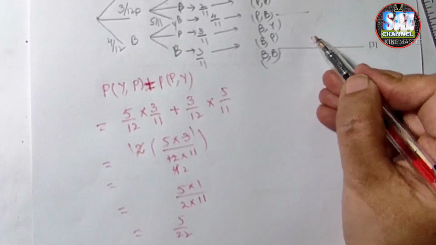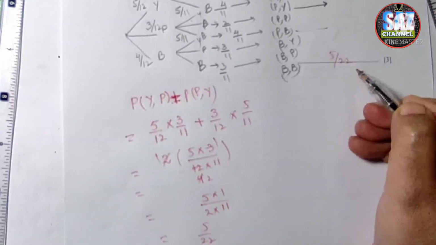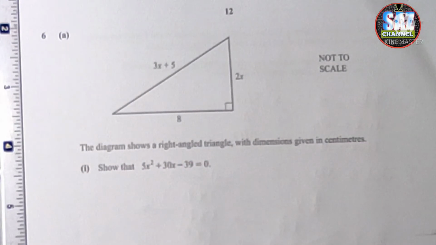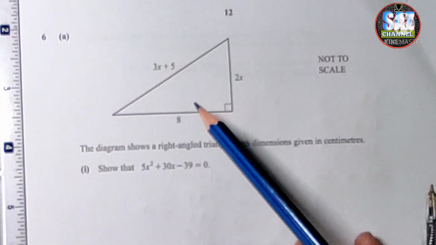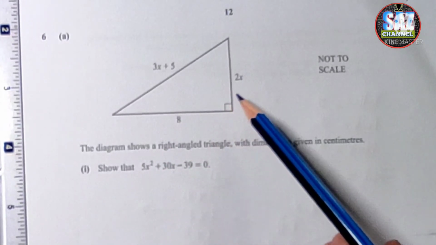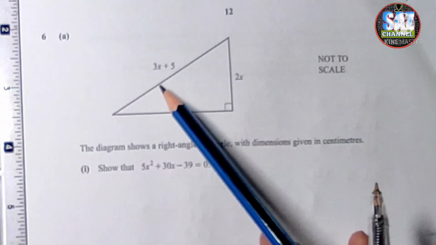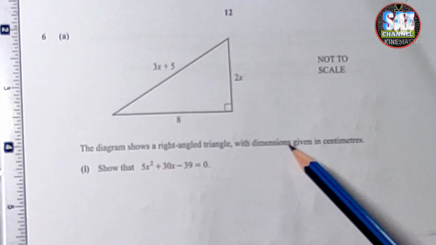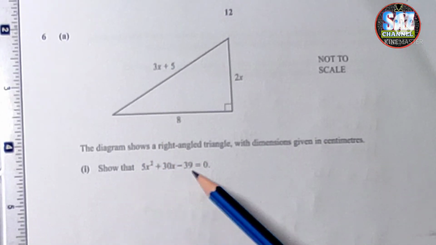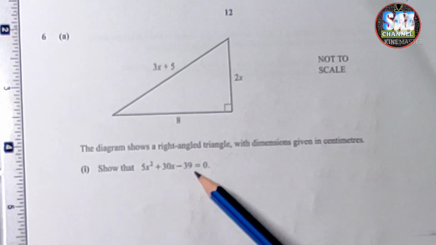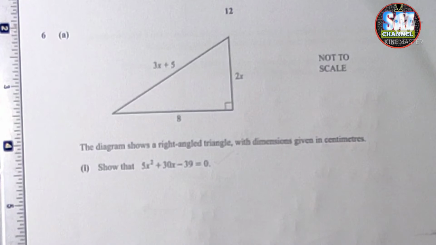I hope you are clear about this question, and let's quickly move to the next question. Let's read the question first. Question 6 is given with a right angle triangle, with one side 2x, one side 8, and one side 3x plus 5. The diagram shows the right angle triangle with the dimensions given in centimeters. We have to show that this equation 5x square plus 30x minus 90 equals 0. This is also one of the important questions.